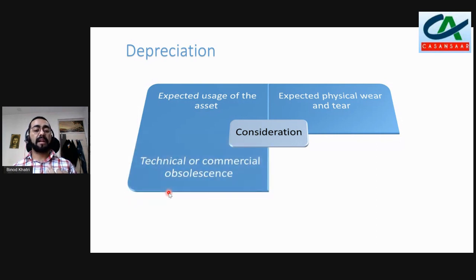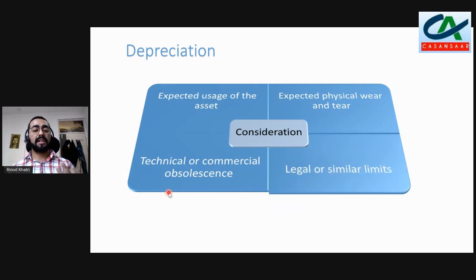And in case of technical or commercial obsolescence, that means technological obsolescence. For example, mobile phone, if we take an example, we are buying an iPhone 8, and next time when Apple releases a new mobile, that will upgrade the technology, so there will be some technological advancement, so your old phone will be less valuable, and we need to consider that while charging depreciation. And legal or similar limits, we need to also consider that.